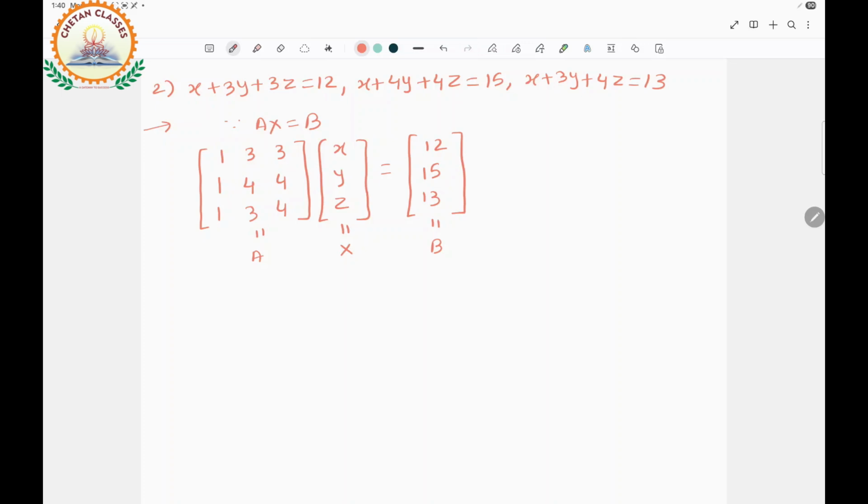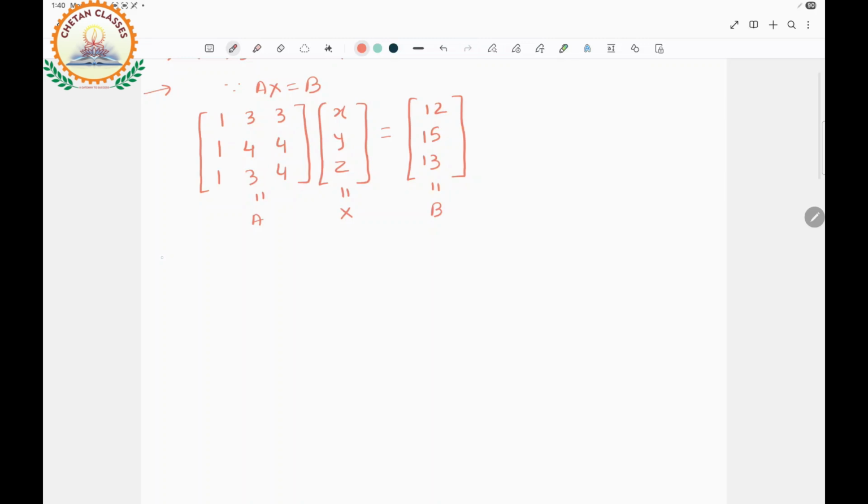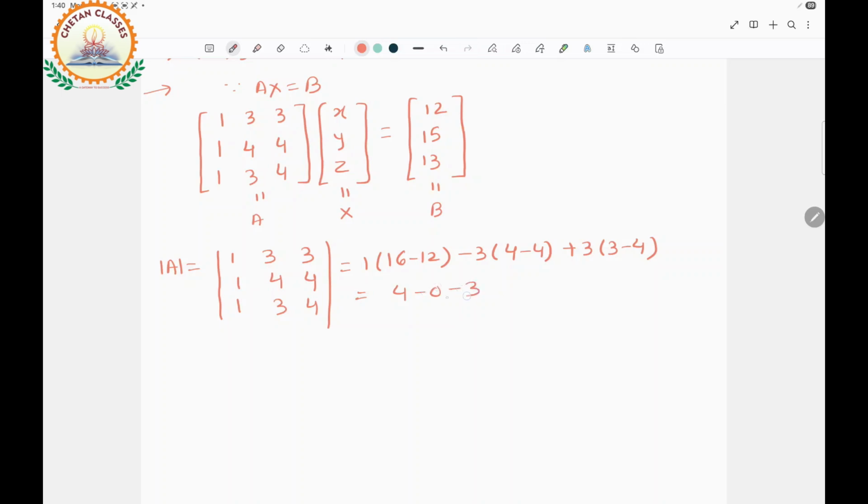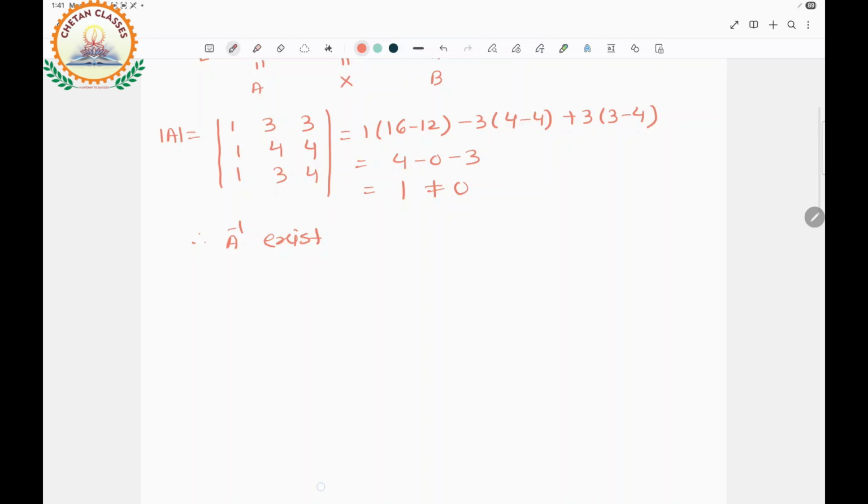Now find A inverse. So for finding A inverse, first we find determinant of A. So determinant of A is determinant of 1, 3, 3, 1, 4, 4, 1, 3, 4 is equal to 1 into 16 minus 12 minus 3 into 4 minus 4 plus 3 into 3 minus 4 is equal to 4 minus 0 minus 3. So 1, which is not equal to 0, means A is non-singular matrix and hence A inverse exists. Now find A inverse.